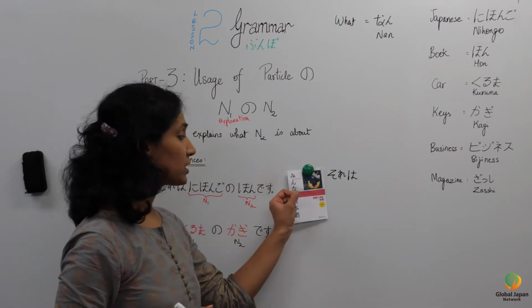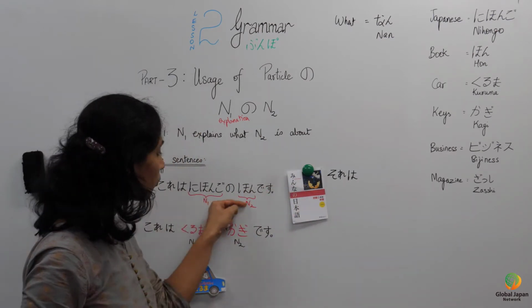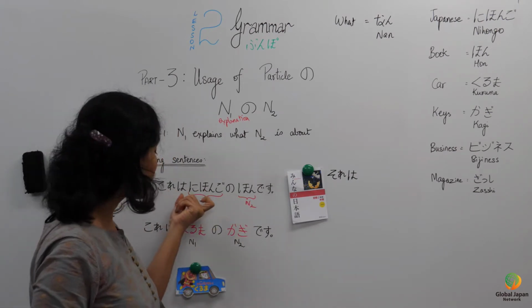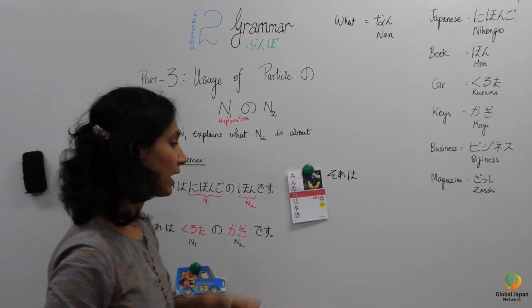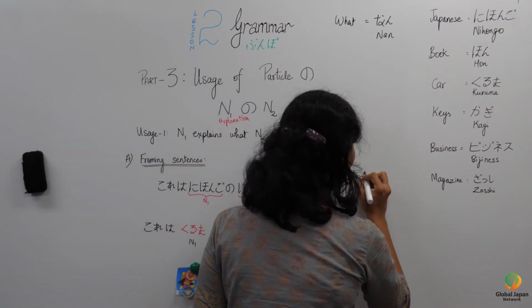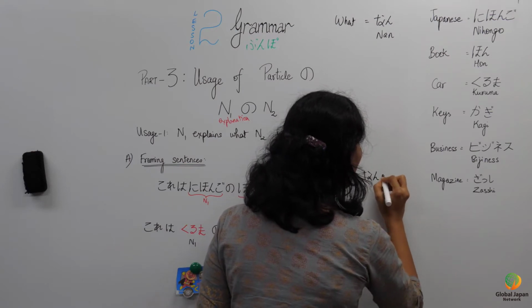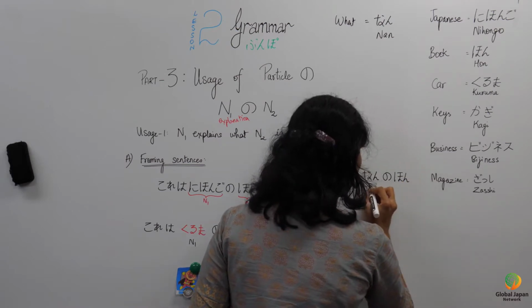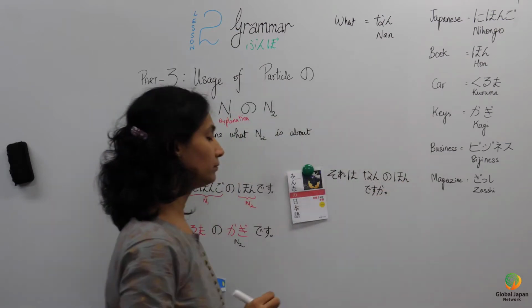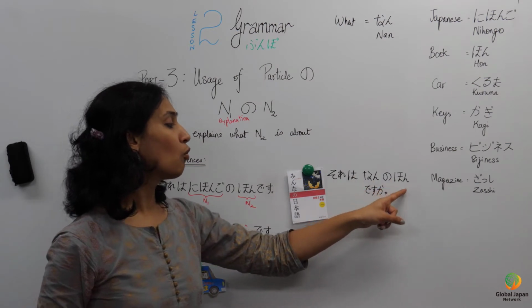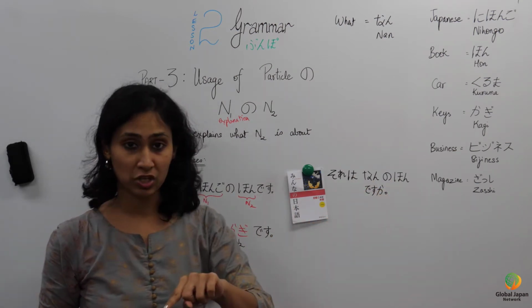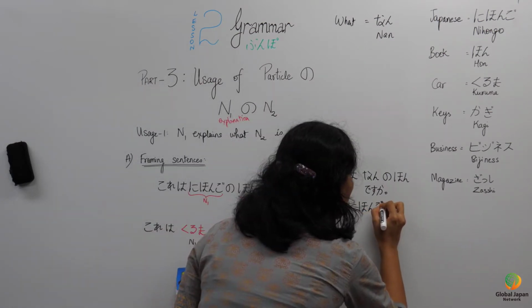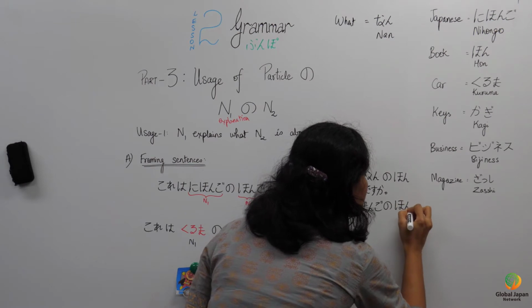You know that the object is book. And where is the word book placed in the sentence? N2. You don't know N1. Hence, instead of this N1, you have to put the interrogative word. And what is the interrogative word? Nan. Sore wa nan no hon desu ka? Will be your question. My answer would be Nihongo no hon desu.